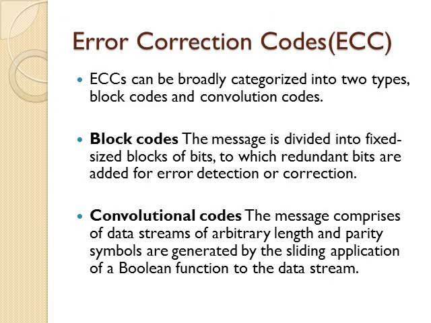Error correction codes (ECC) are broadly categorized into two types, that is block codes and convolution codes. When using block codes, the message is divided into fixed-size blocks of bits to which redundant bits are added for error detection or correction. In convolution codes, the message comprises data streams of arbitrary length and the parity symbols are generated by the sliding application of Boolean functions to the data streams.